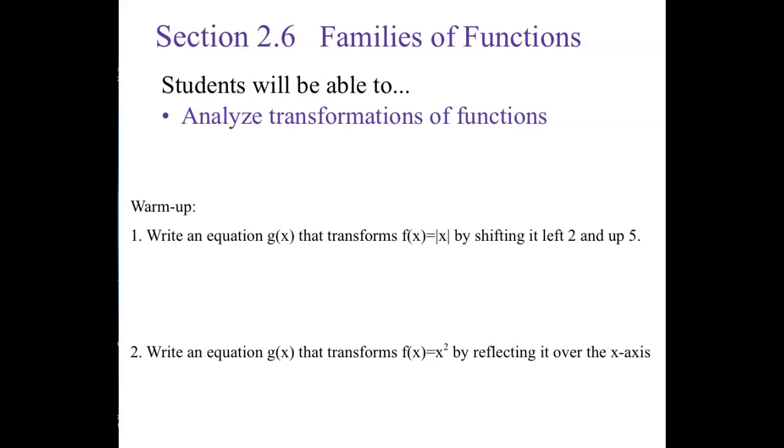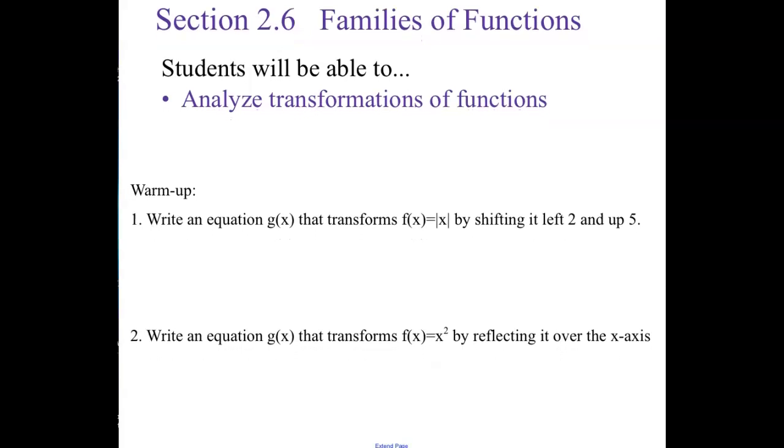So we're continuing our discussion about transformations. We're reviewing quickly our reflections and our translations. How would we shift an absolute value of x graph if we want it to go left 2 and up 5? What would it look like?